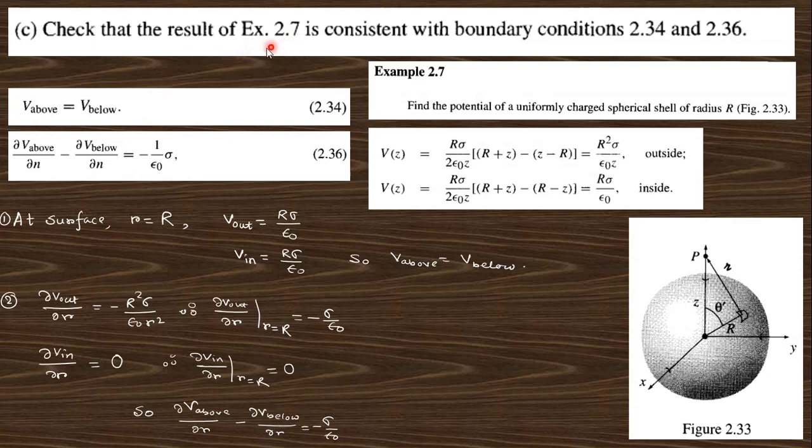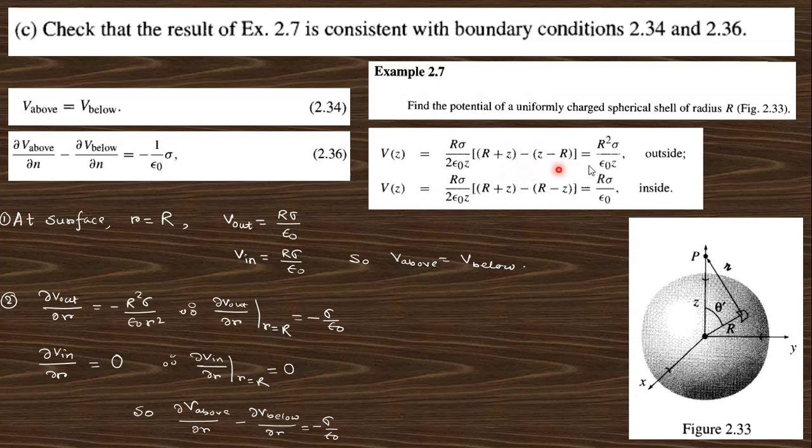Check the result of example 2.7. This was the example where this is a spherical shell whose potential is given here, and potential is given here, with the boundary condition, that is 2.34. This is the boundary condition: the potential above the surface and potential below the surface will be the same, and the potential derivative with respect to r, actually this is r distance, will be minus sigma by epsilon naught. These two conditions will be satisfied. For that case you need to check.